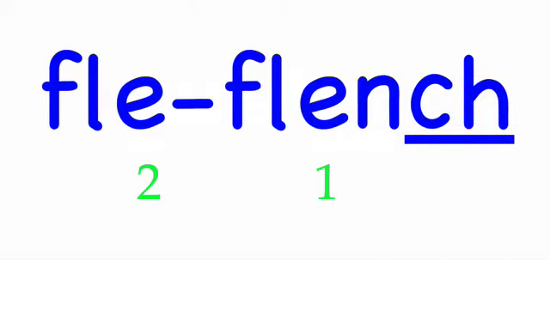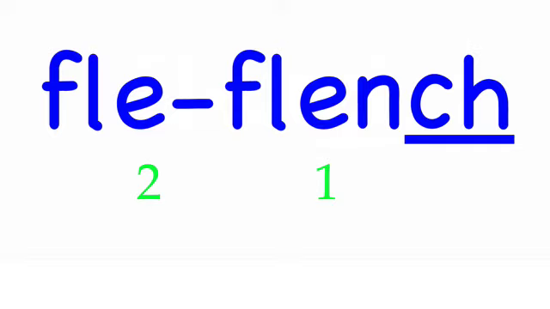Flee: F-L-E. Flench, 5 sounds: F-L-E-N-Ch. Fle, flench. Notice we have vowel group numbers written under the vowels. In the first word, flee, we have one vowel at the end of the word. Vowel group 2 is in effect, indicating the E will represent its long sound. In flench, we have one vowel in a word followed by a consonant. Therefore, the E will represent its short sound, so we put the number 1 to indicate vowel group 1 is in effect in this word.